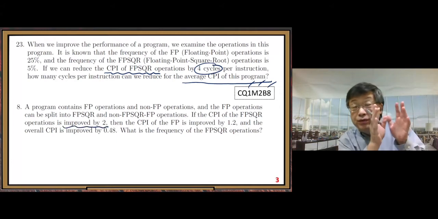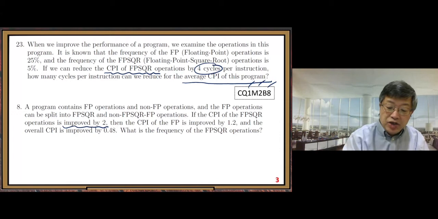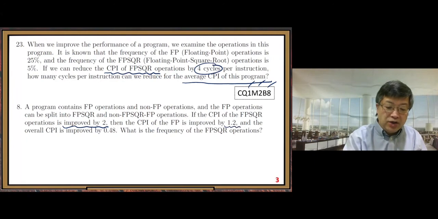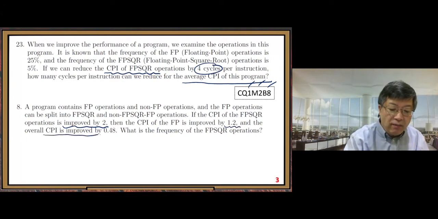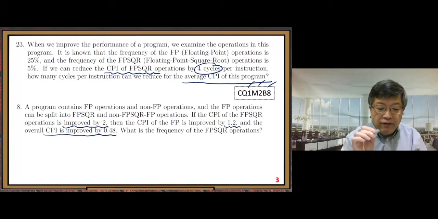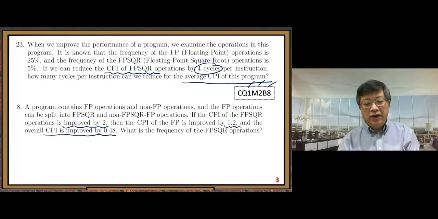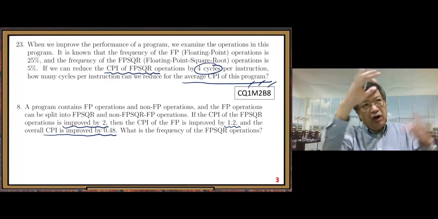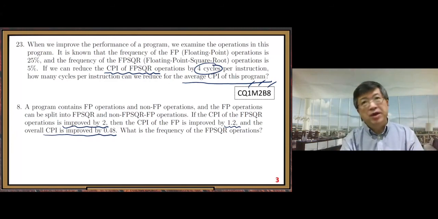All right. In this comprehension question set example, the CPI of FPSQR is improved by 2. The CPI of FP is improved by 1.2. And the overall CPI is improved by 0.48. What is the frequency of the FPSQR operations? The solution I gave you is pretty long.